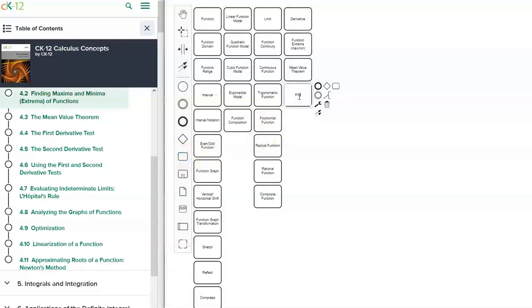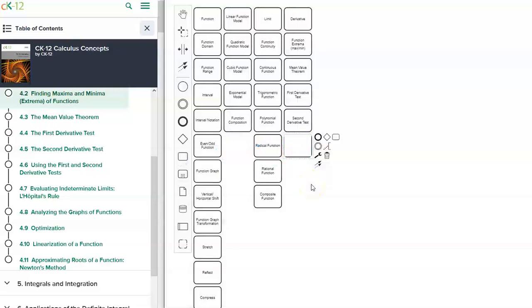We have the first derivative test, and I'll leave these as separate concepts because perhaps the second derivative test is quite different. Maybe it's similar. We don't know. At this point, we don't know.